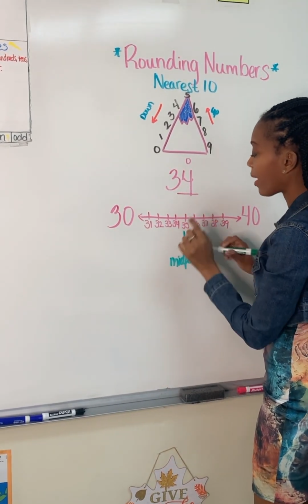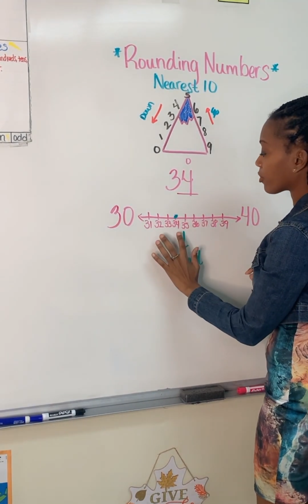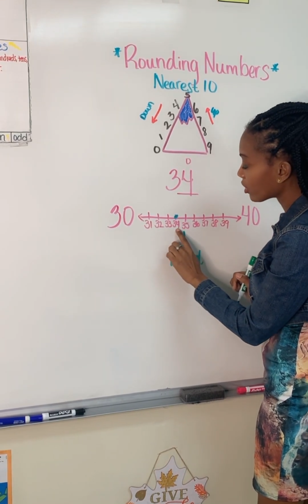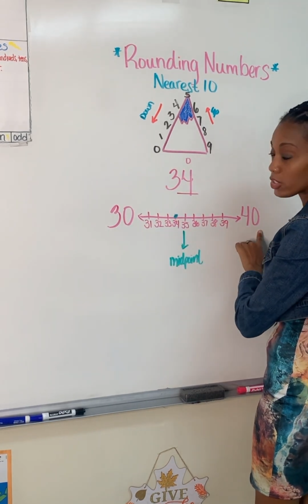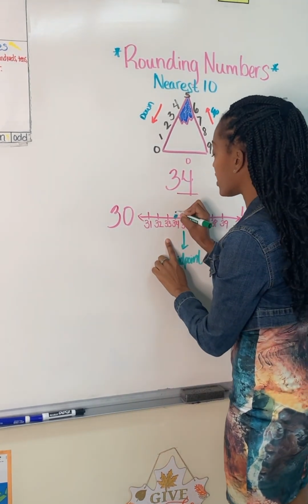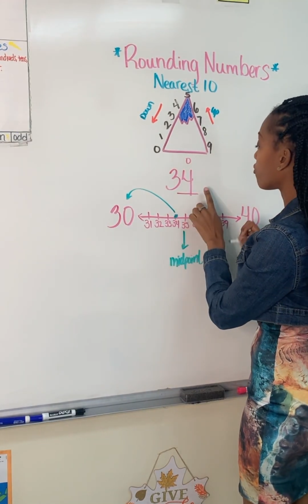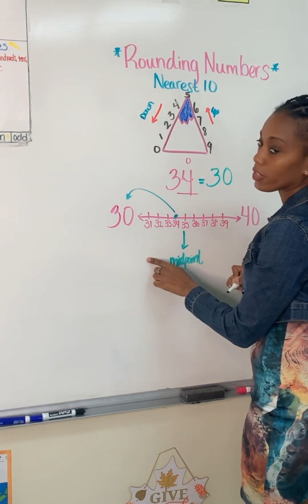Then I'm going to plot my number 34. Once I plot my number 34, I can visibly see that 34 is much closer to 30 than it is to 40. So I'm going to then draw my arrow to 30. So 34 rounded to the nearest 10 is 30.